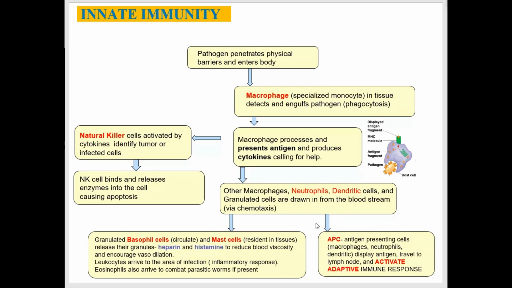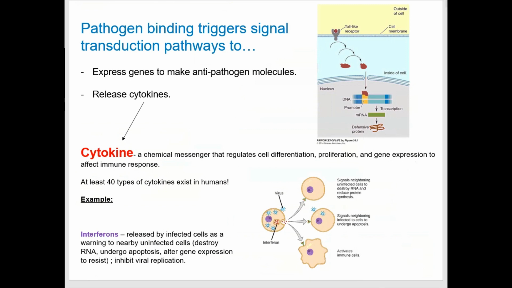Natural killer cells, as I mentioned before, are going to be activated by macrophages, but they also have the ability to circulate and identify tumor cells, and then they kill them before a person realizes that those cells are there. So let's take a look at what happens when the pathogen binds to the receptor of the cell.